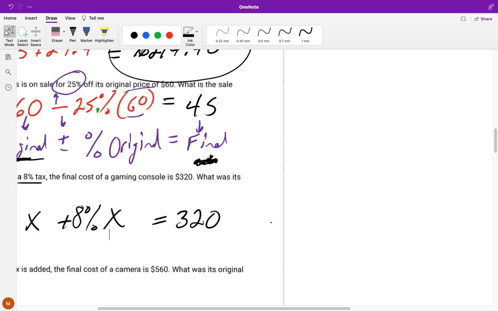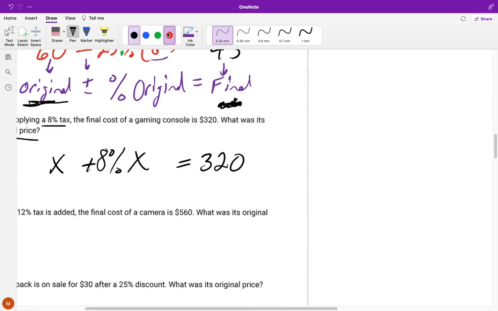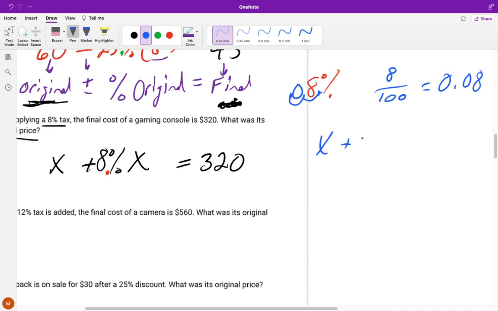So now we're going to go ahead and solve this. We need to solve for that unknown, the X. So we're going to convert 8% to a decimal. So we change 8% to a decimal. We are going to then move that decimal place 2 places to the left, or it's 8 out of 100, which we know is then going to be 0.08. So it's X plus 0.08X is equal to 320.